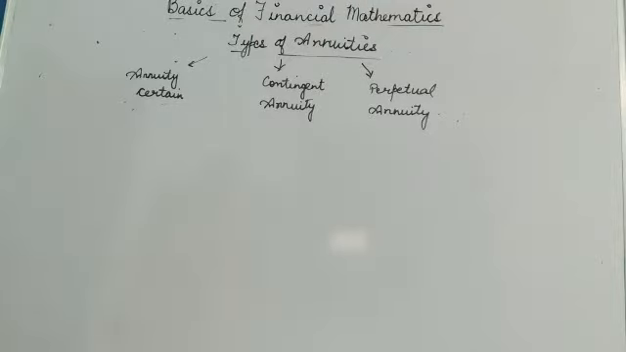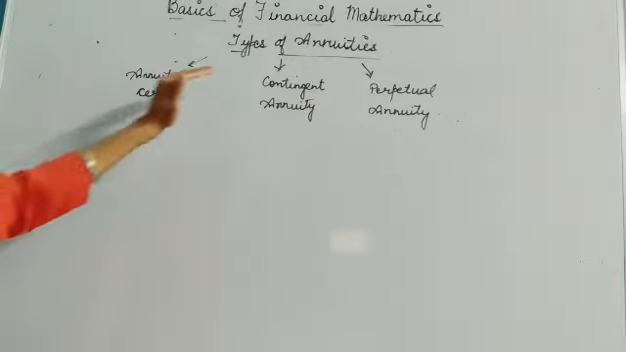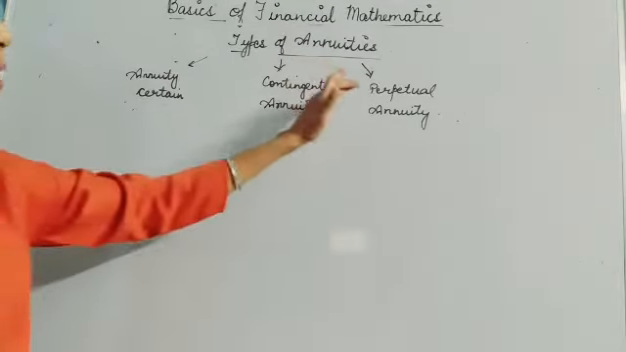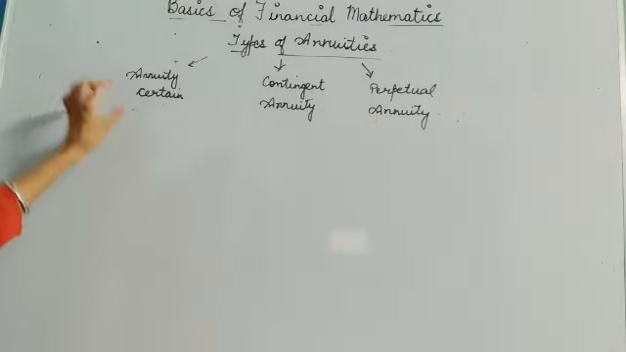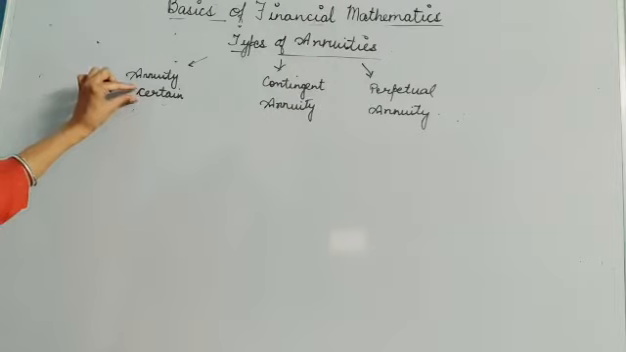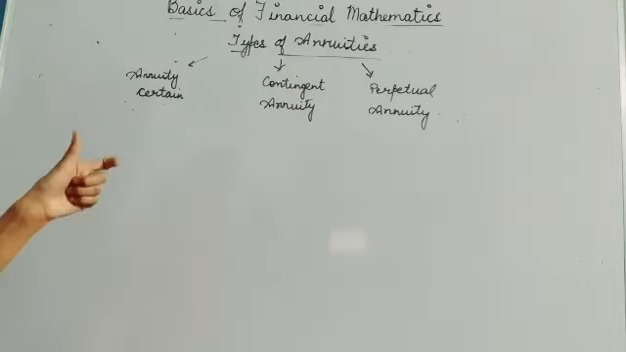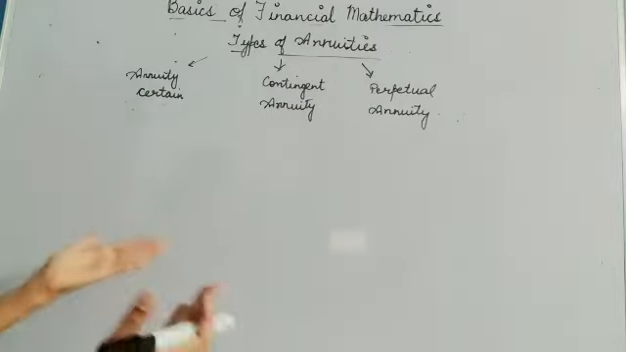Now let's discuss types of annuities. We have three types of annuities: annuity certain, contingent annuity and perpetual annuity. The name itself suggests that the word certain means at a fixed interval.